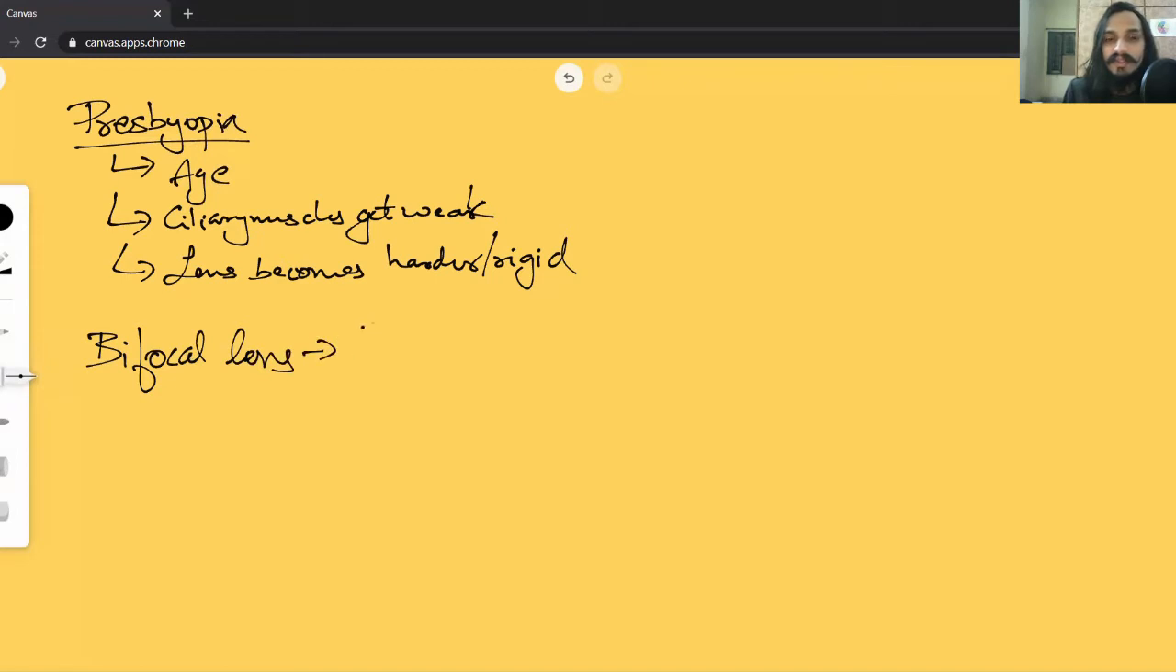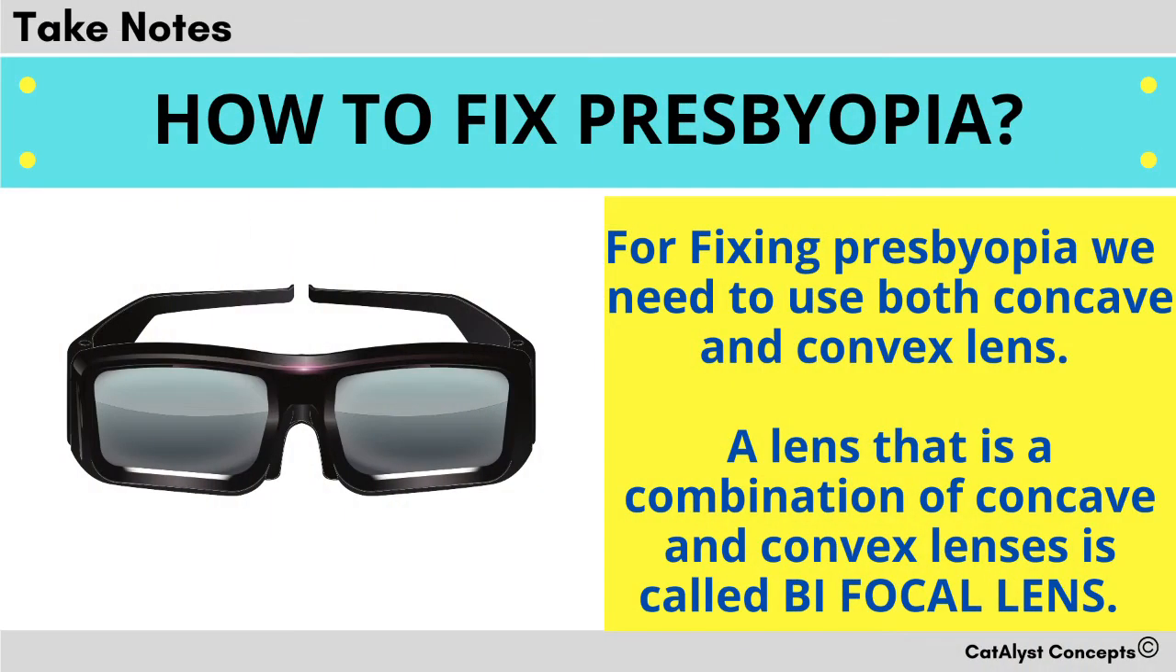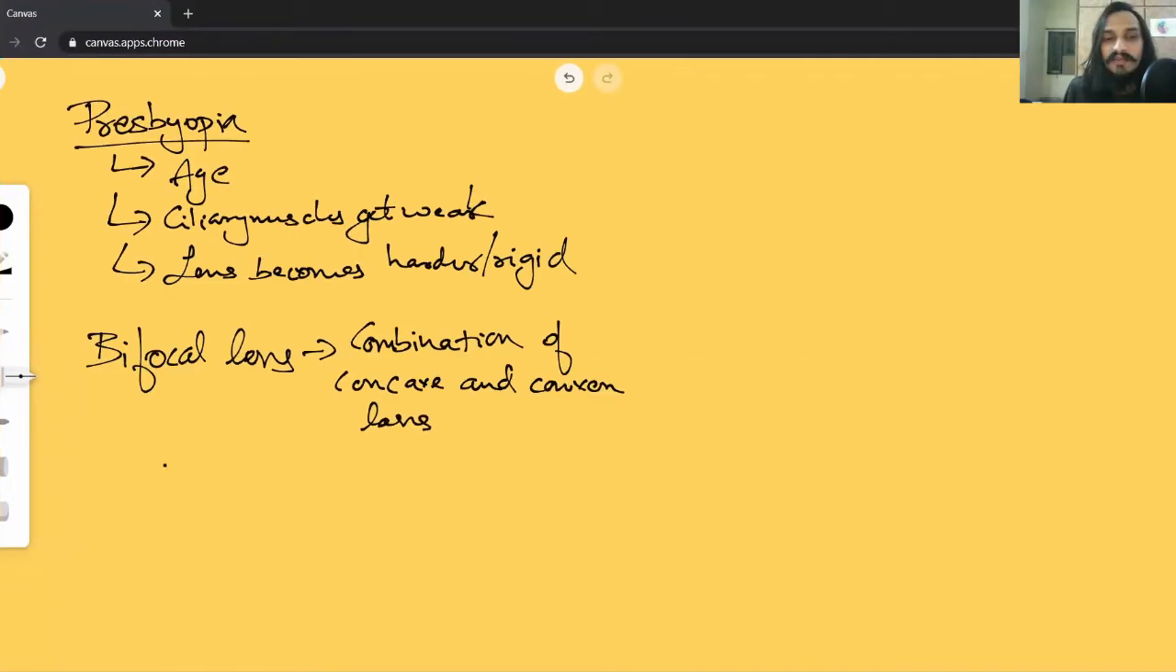So a bifocal lens is nothing but a combination of convex and concave lenses. It's not exactly half and half, but both of the lenses are present in a single lens. That is a bifocal lens. Generally, if you have a lens that looks like this, the bottom part is going to be a convex lens, and the top part is going to be a concave lens.